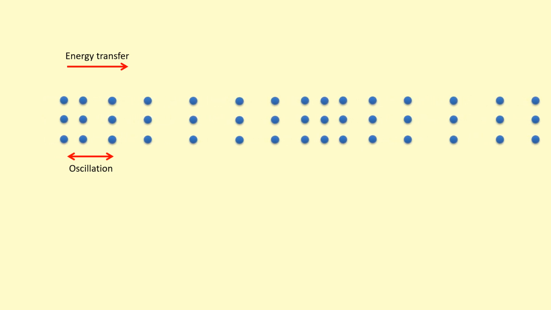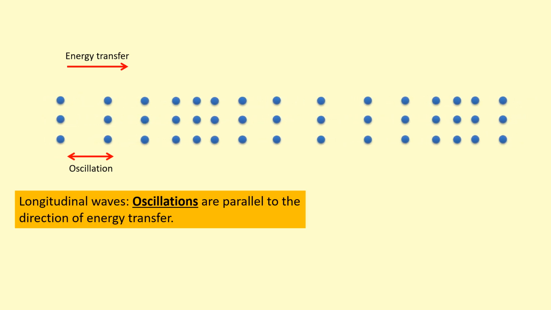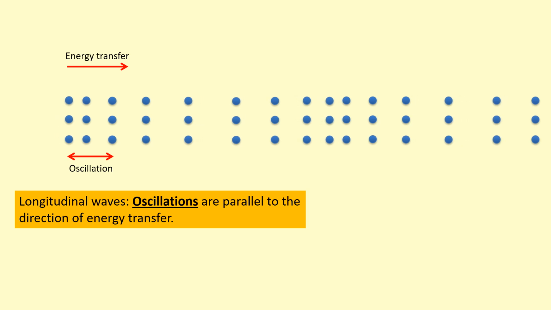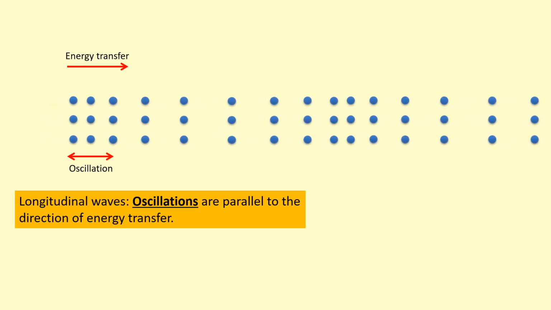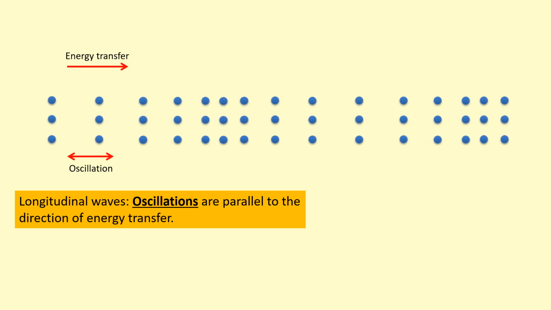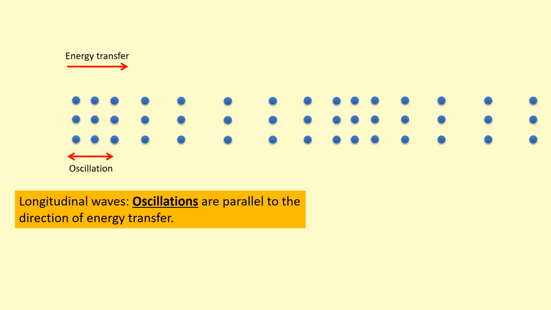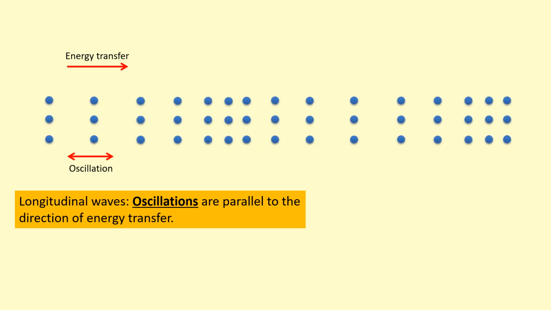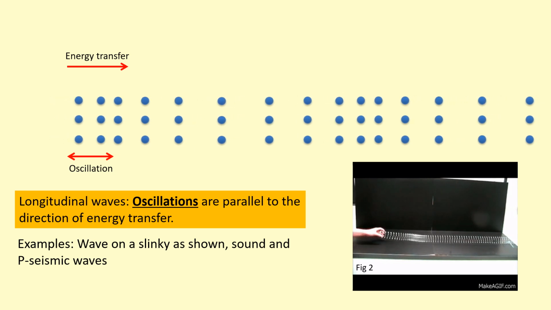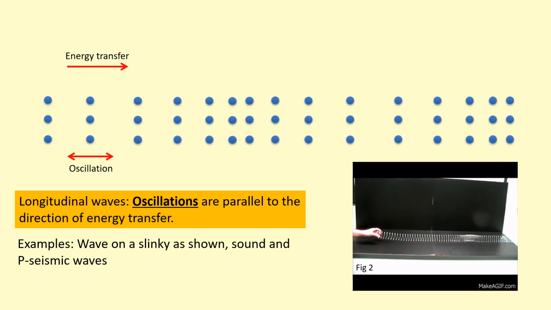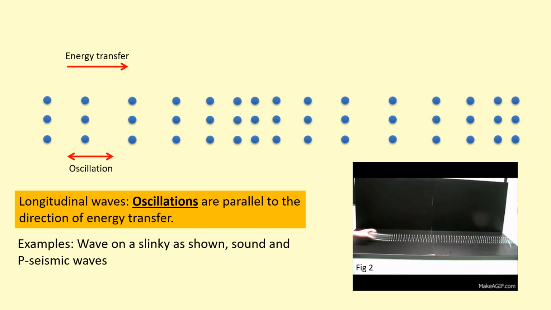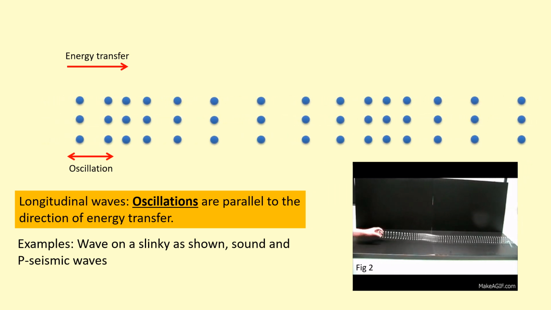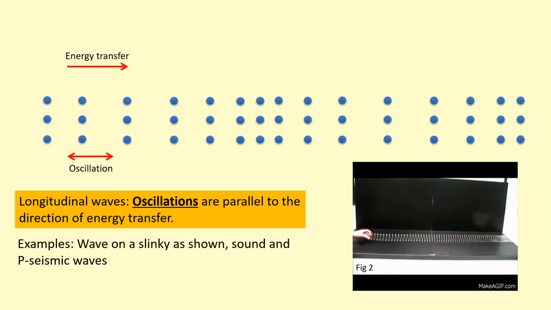So this is a specific type of wave called a longitudinal wave, where the oscillations are parallel, or in other words, in the same direction as the direction of energy transfer. If you want to think longitudinal, the oscillations are along the same direction as the direction of energy transfer. So examples include a wave on a slinky again, but here the slinky is being pushed back and forth as shown in the diagram, and the rings on the slinky are moving left and right in this example, and the energy is going towards the right.